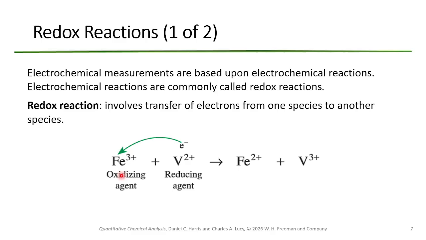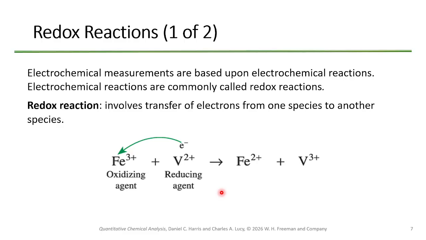What do you notice about this iron here? What's happening to it? Gains an electron, right? So oxidizing agents are going to gain electrons. Reducing agents are going to be what gives the electrons. Remember that when we're talking about these, the agent is the one that does that thing. And so the redox reactions, these are always going to involve the transfer of electrons from one species to another species.